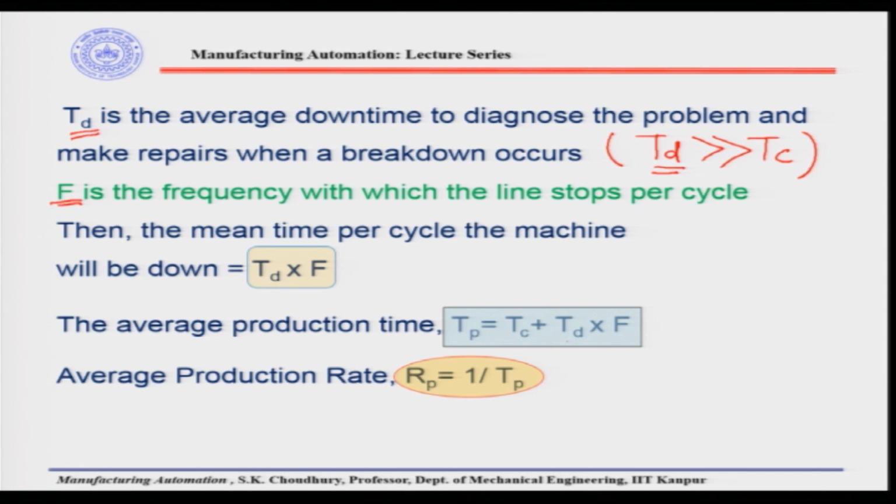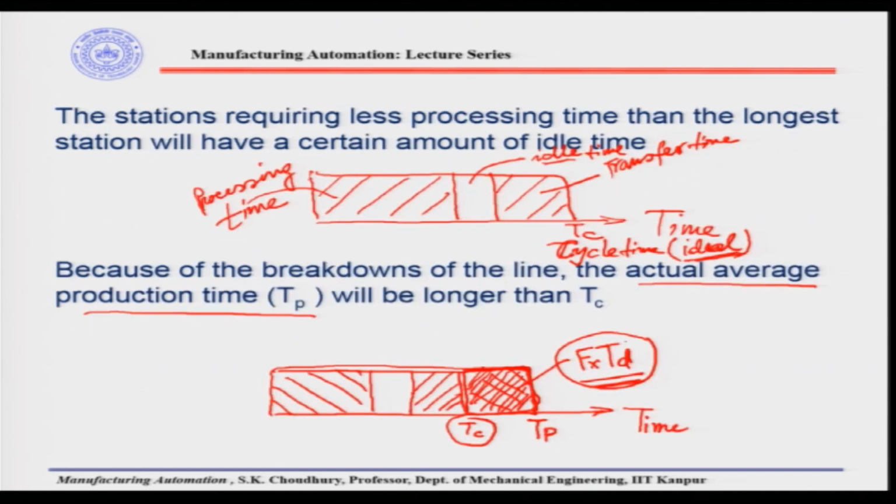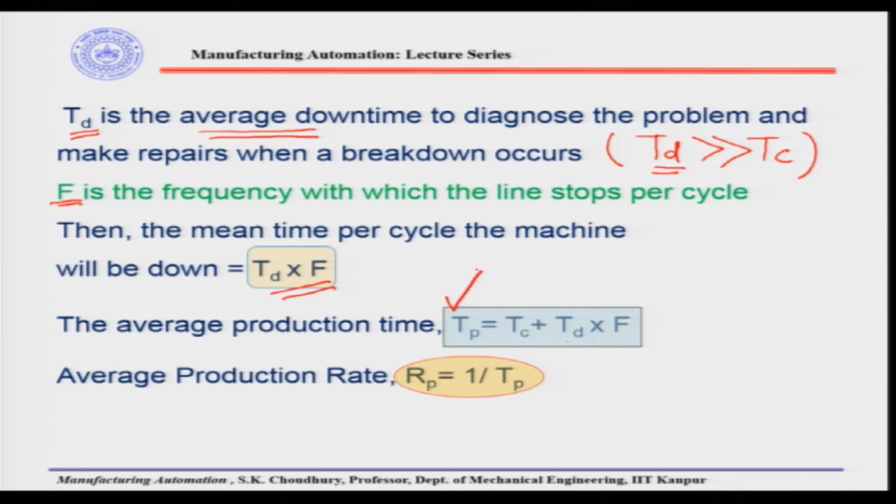So, what we are taking is the average downtime, not the maximum one; on an average, how much downtime there is for the line. F, we said, is the frequency with which the line stops per cycle. If it is 1 in 100 cycles, it is 0.01 and so on. So, the mean time per cycle the machine will be down will be Td into F, and that Td into F we are adding up with the Tc.